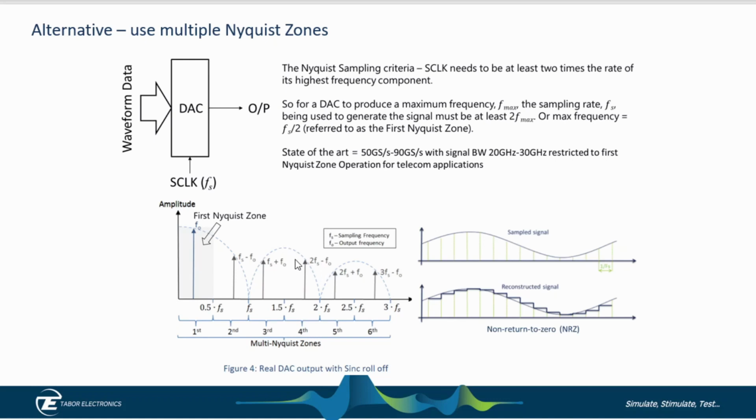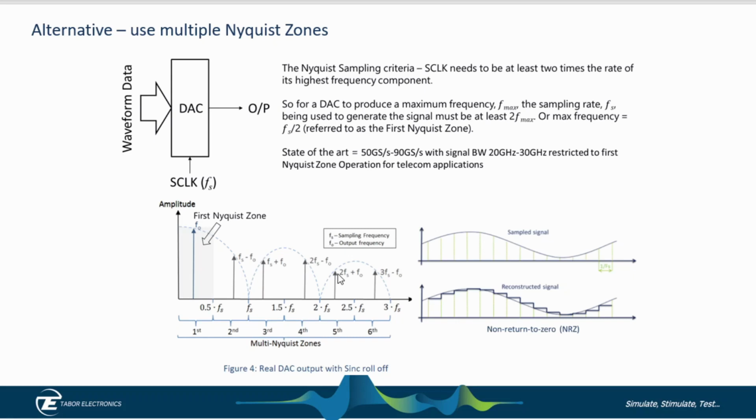You can go into the third Nyquist zone, and you can see that we have 2 times the sample rate minus the frequency you desire, or 2 times the sample rate plus the frequency you desire. You can go on and on and on.